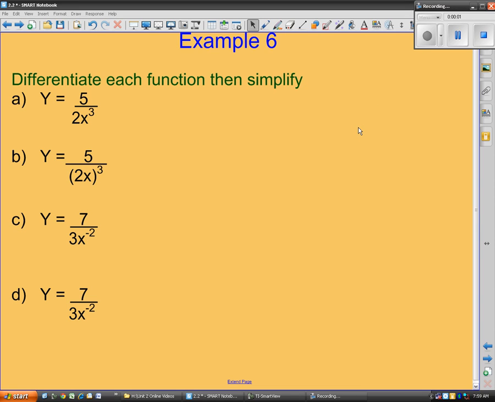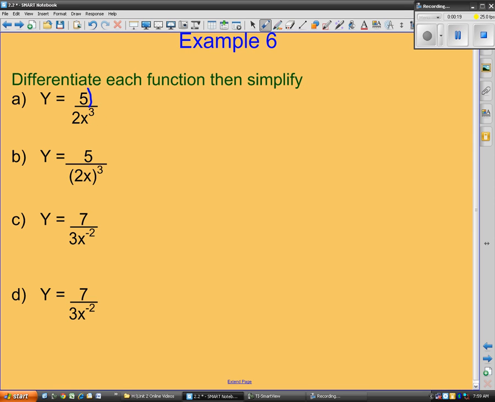Hello and welcome back to section 2.2, basic differentiation rules and rates of change. So we're going to continue on with a couple more examples. We're asked to differentiate each of the following functions, and so probably our best bet in this case is to rewrite these functions to make our lives a little bit easier.